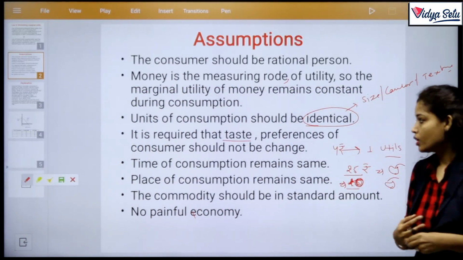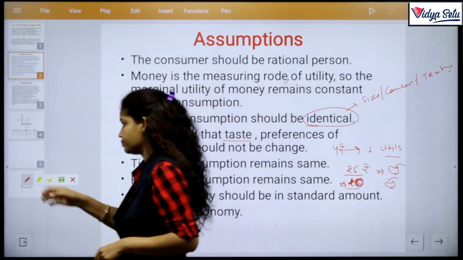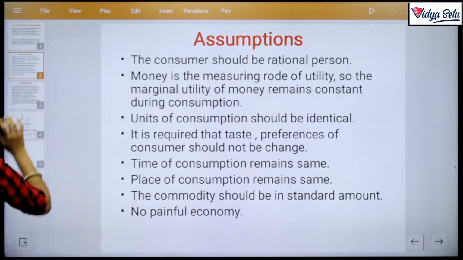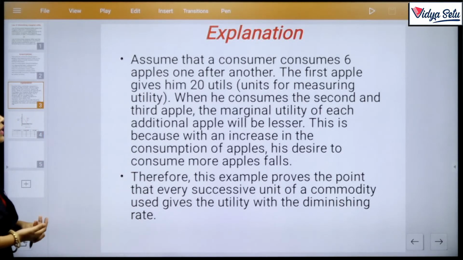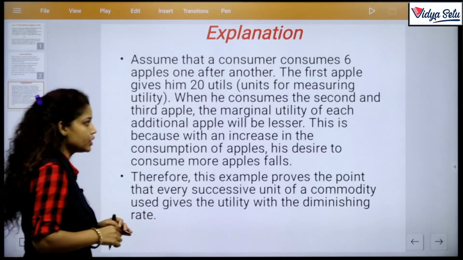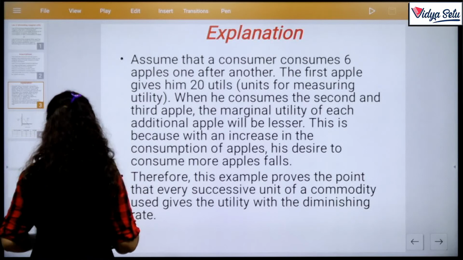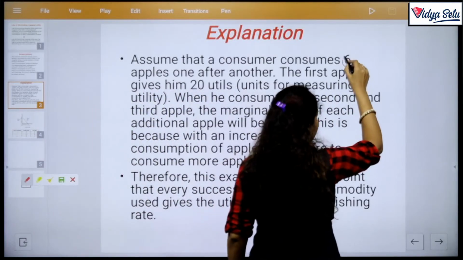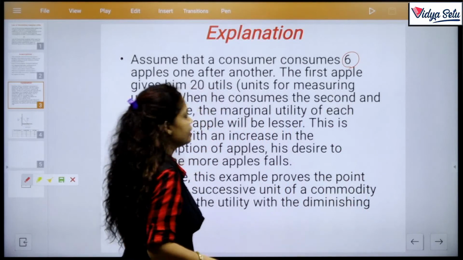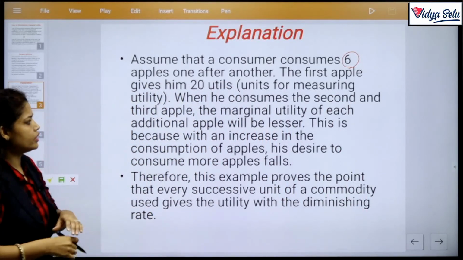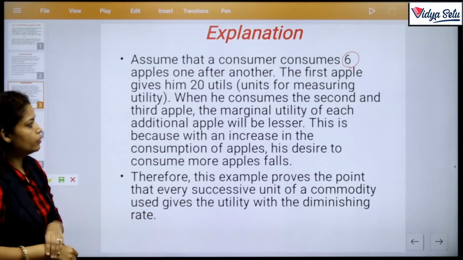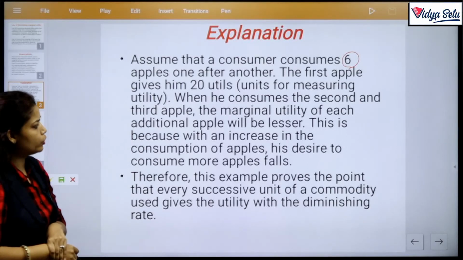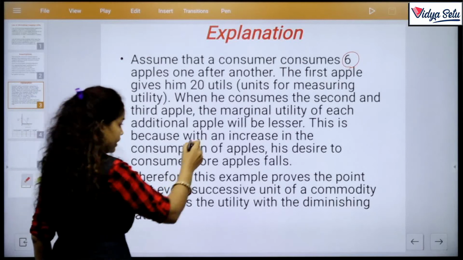So now, we move to explanation. Assume that a consumer consumes 6 apples one after another. There is a quantity of 6. The first apple gives you more satisfaction, then the second one gives you more, then the next one gives lesser satisfaction with every successive unit. The first apple gives him 20 utils. When he consumes the second and third apple, the marginal utility of each additional apple will be lesser.